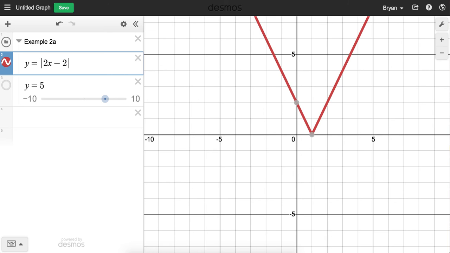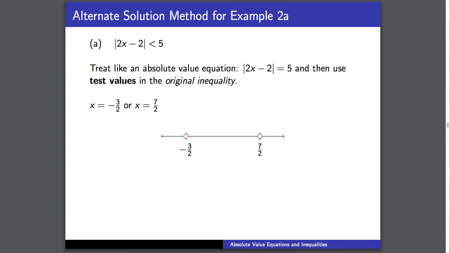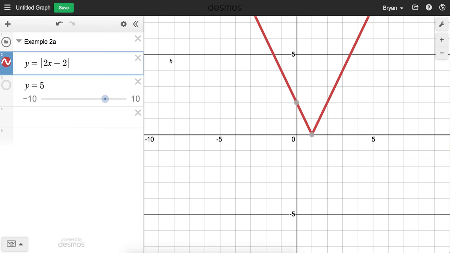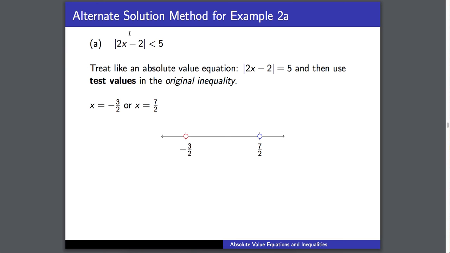If I want to start with a number that is less than -3/2, let's say -2, I could plug it in here, or I could just find where -2 is, and I get 6. Now, we're saying that the absolute value of 2 times -2 minus 2 is less than 5. When I plug in -2, I get a 6 here. So is 6 less than 5? No, it's not. So I don't want to shade this part of the number line.